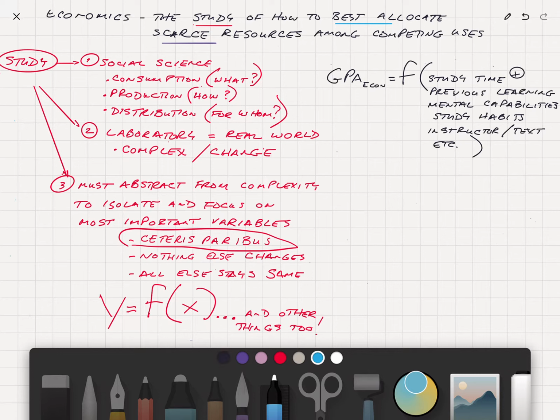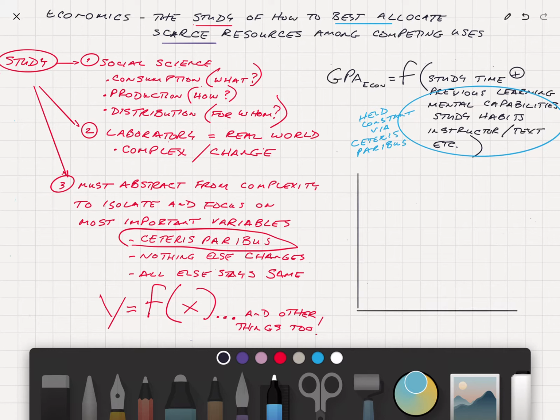All of these things below study time are held constant via ceteris paribus. So let's build our model. Your GPA, of course, is your dependent variable. It's on the vertical axis. And study time is the most important independent variable, and we'll have that on the horizontal axis.